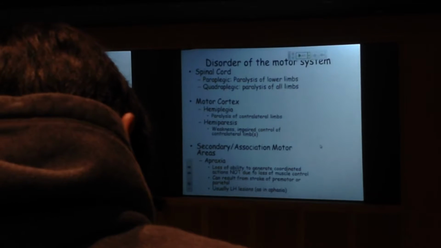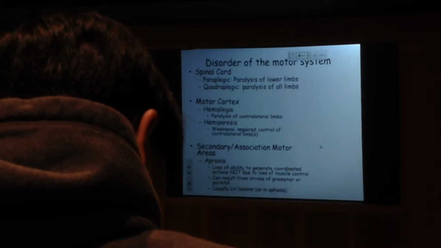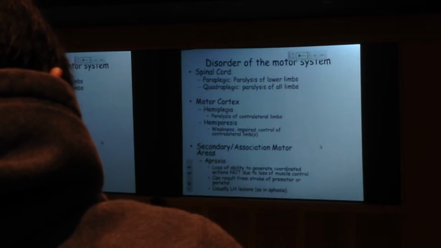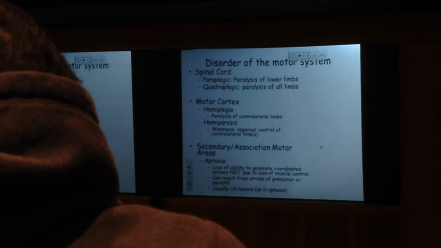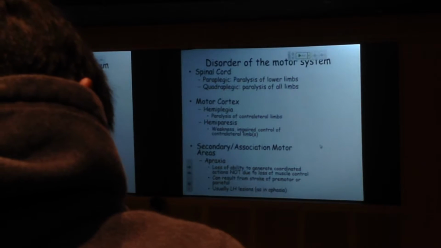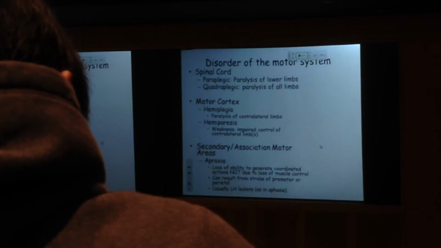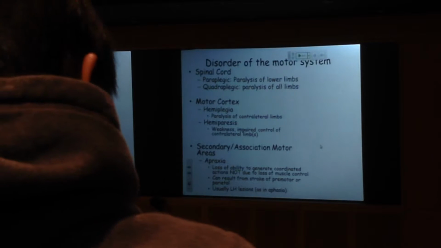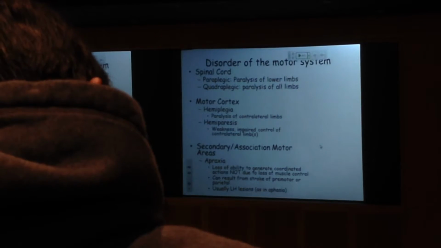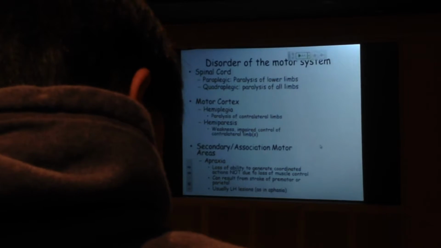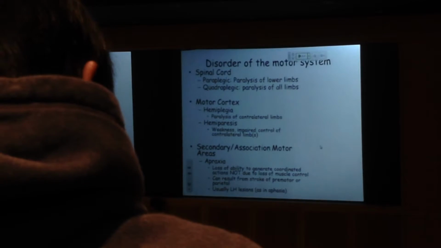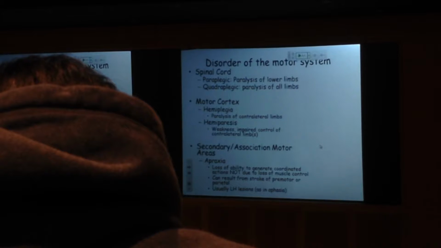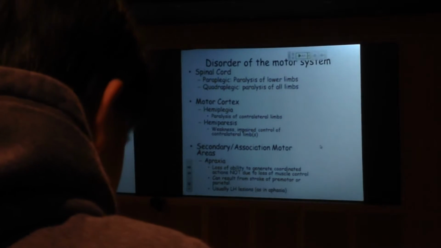Here I want to draw attention to what happens if you damage your secondary association motor areas. This is a condition we call apraxia. What is apraxia? The definition is probably easier to give by exclusion than inclusion. Apraxia is a loss of the ability to generate coordinated actions, not due to loss of muscle control. There's nothing wrong with the muscle control. It's the comprehension of the movement and the execution of those coordinated actions that is compromised, but the muscle itself still functions. That's when you know there's damage to the secondary and association motor areas, not the other motor control areas.